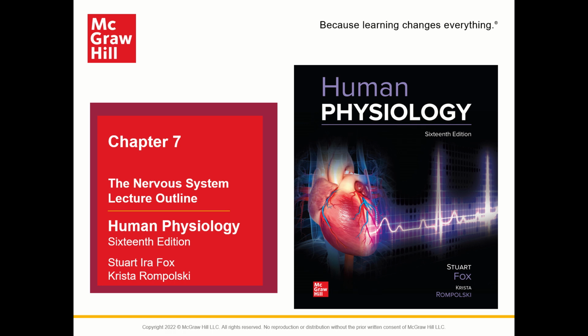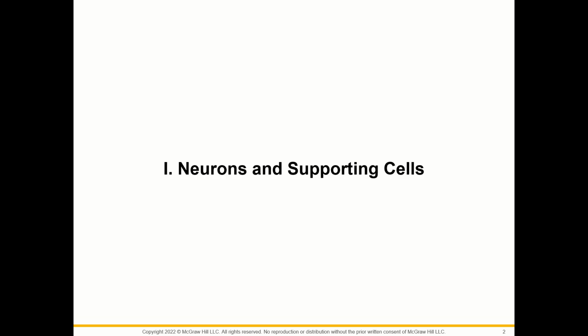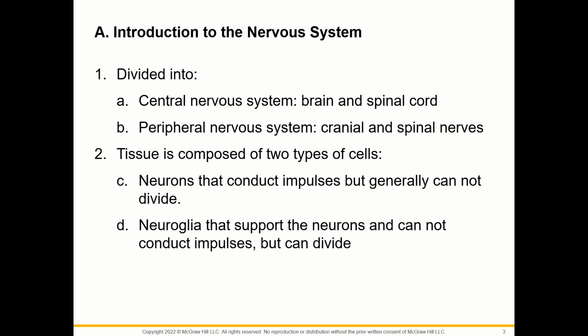This lecture is on Chapter 7, the nervous system. Section 1 describes the neurons and supporting cells. The central nervous system and the peripheral nervous system are the two major divisions of the nervous system. The central nervous system consists of the brain and spinal cord. The peripheral nervous system consists of the cranial and spinal nerves.